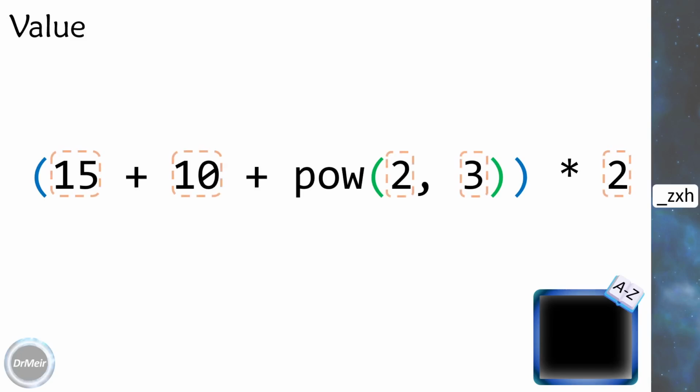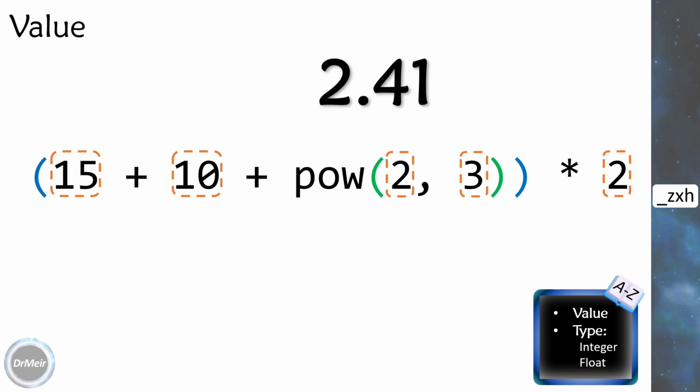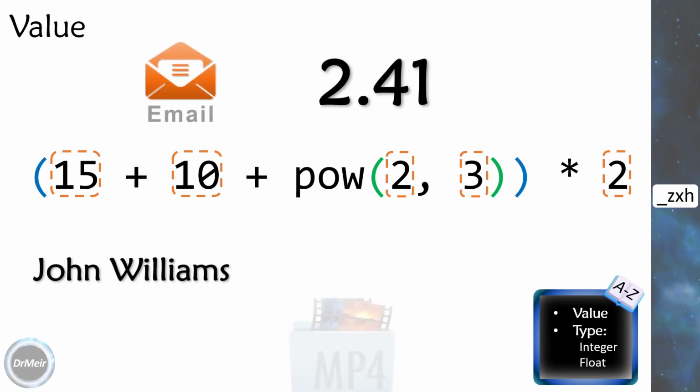The numbers in our expression are values. A value is any piece of data that can be used in a computation or stored in memory. Each value has a type, which determines how it's stored in memory and manipulated. Some examples of types are an integer, like the ones in our expression, a floating point number, a customer name, an email list, or even a video.